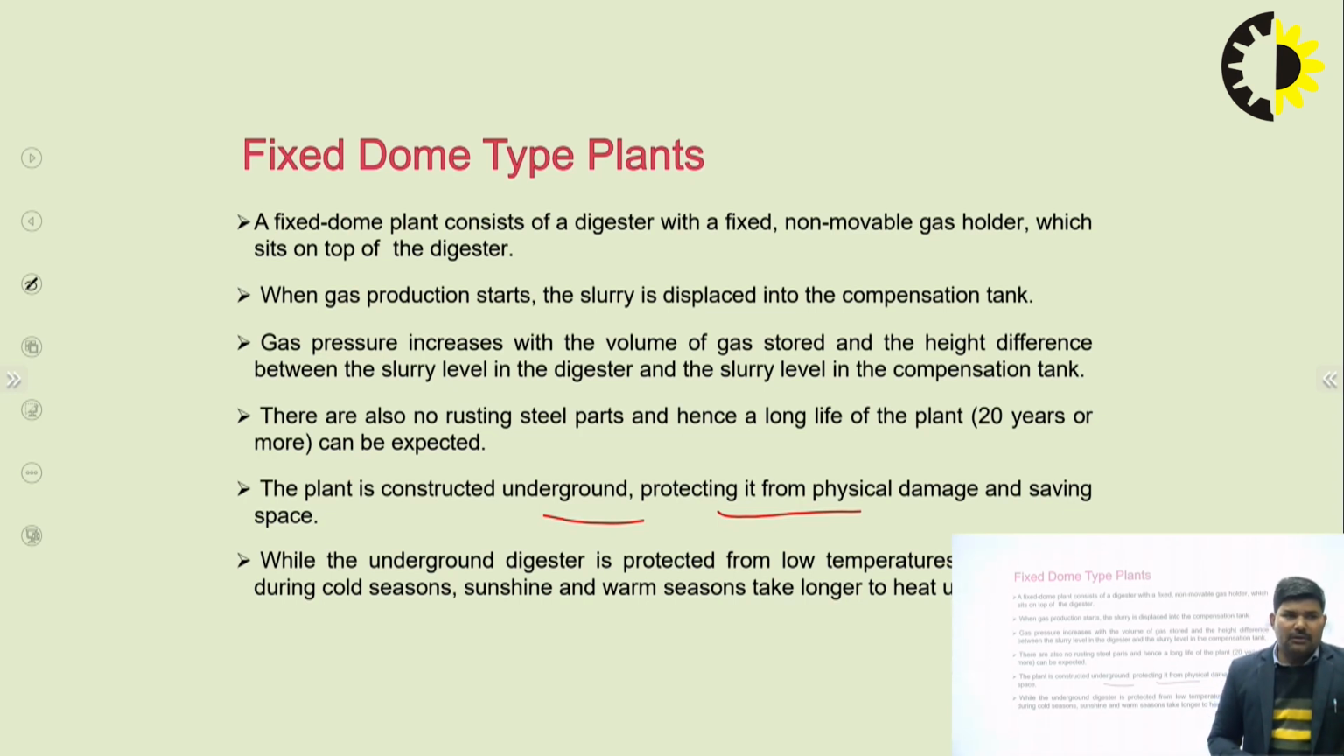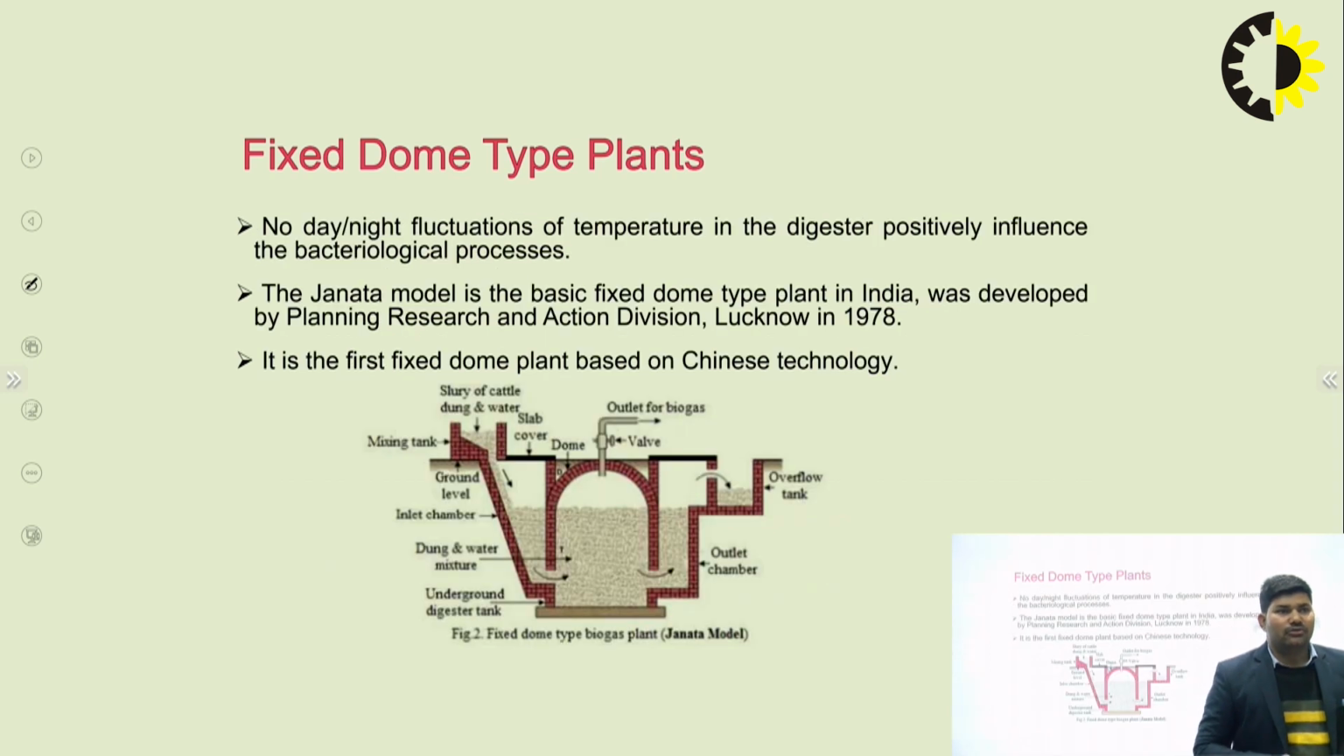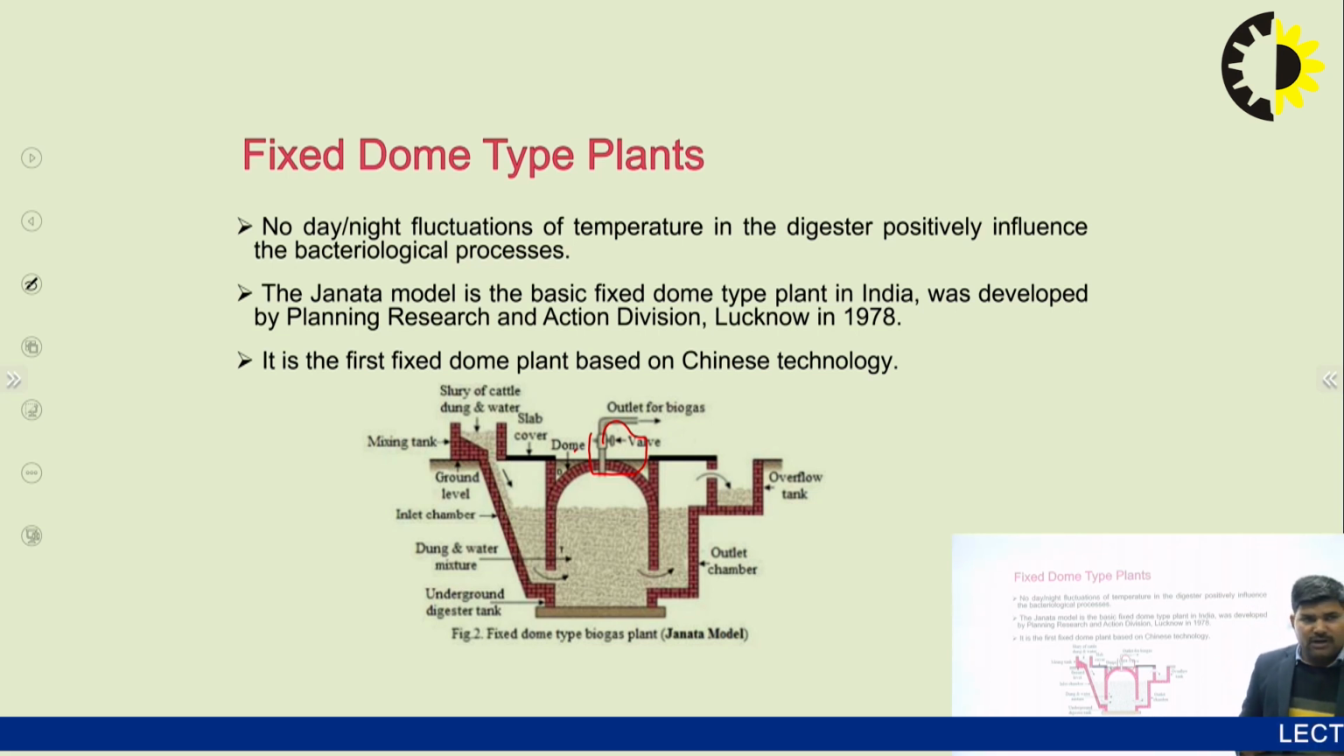While the underground digester is protected from low temperature at night and during the cold season, sunshine and the warm seasons take longer to heat up the digester. So there are some benefits of the fixed dome type of plant. You can see the fixed dome plant here. In the previous case, that was the variable type. The dome here is variable like this, right? But here it is not the variable type, it is the fixed dome type. So here there is no day-night fluctuation of temperature in the digester, which positively influences the process.